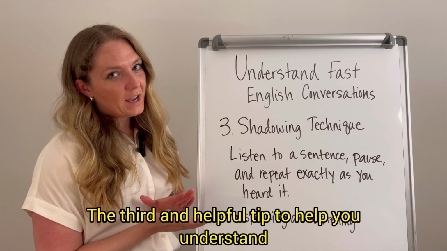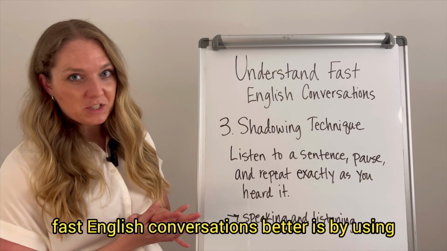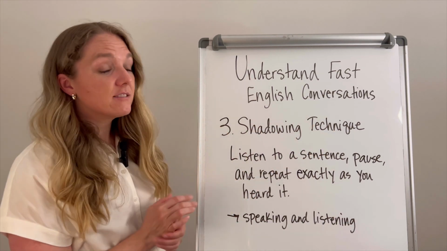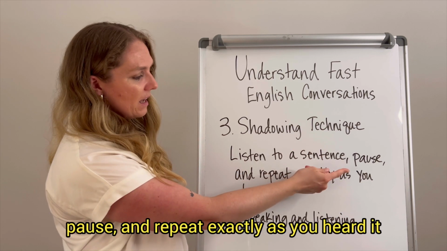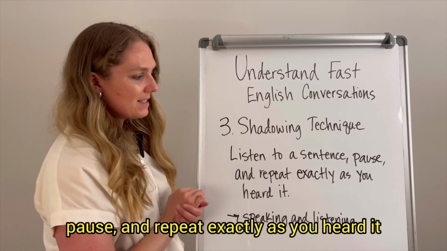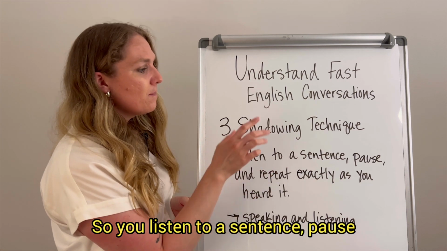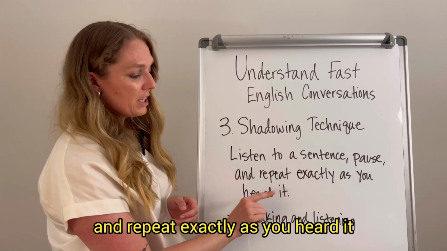The third and helpful tip to help you understand fast English conversations better is by using the shadowing technique. It's very simple. You listen to a sentence, pause, and repeat exactly as you heard it.